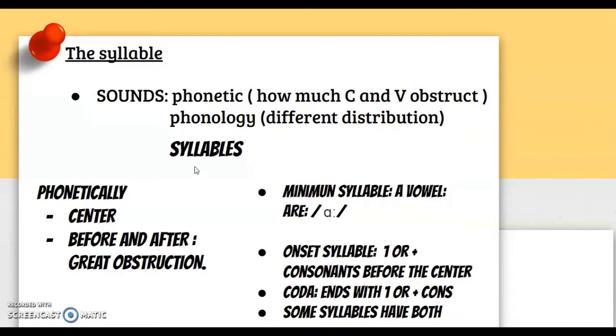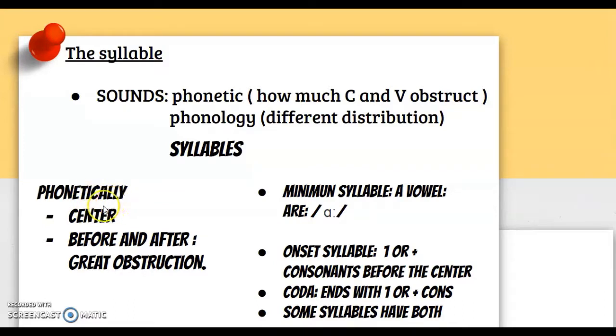So we're going to start with the phonetic ground. Phonetically, that is to say, in relation to the way we produce the sounds, the syllable, the different consonants, and the way they sound. Syllables are usually described as consisting of one center, which has little or no obstruction to the airflow, and which sounds comparatively loud.